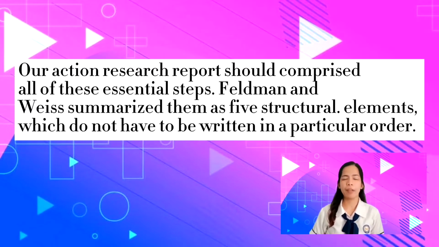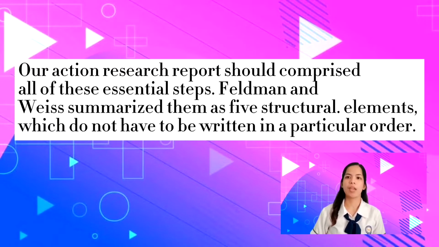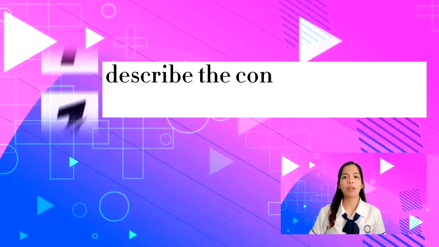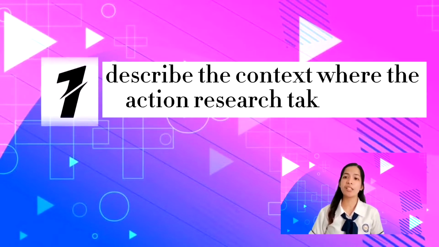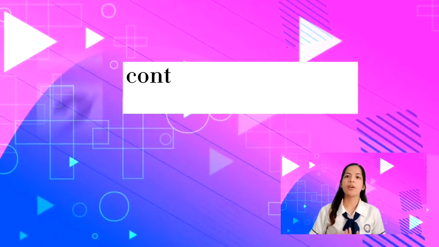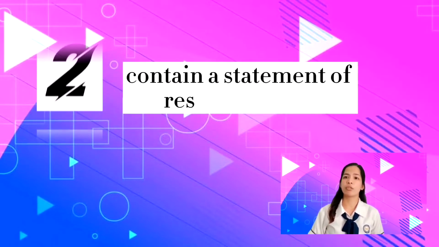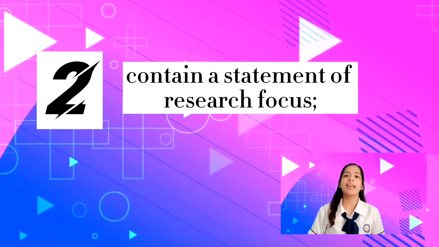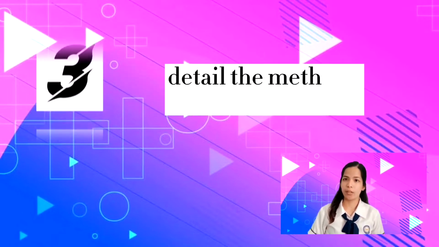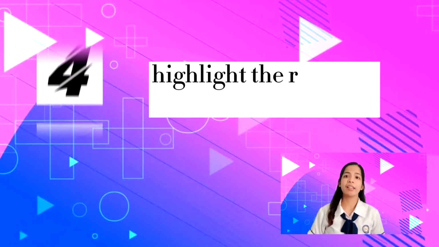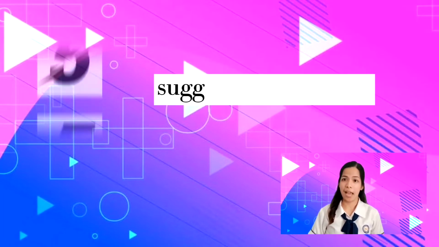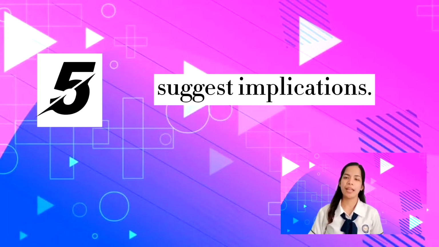According to Feldman and Weiss, we can summarize them as 5 structural elements which do not have to be written in a particular order. First, describe the context where the action research takes place. Second, contain a statement of research focus. Third, detail the methods used. Fourth, highlight the research findings. And lastly, suggest implications.